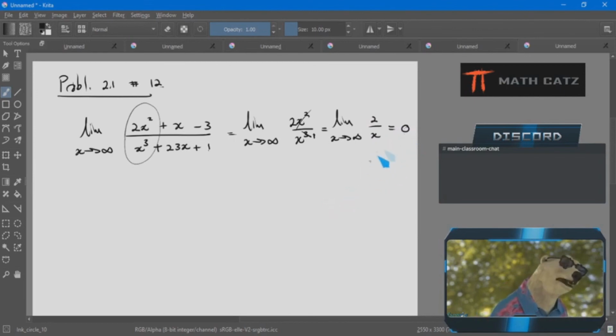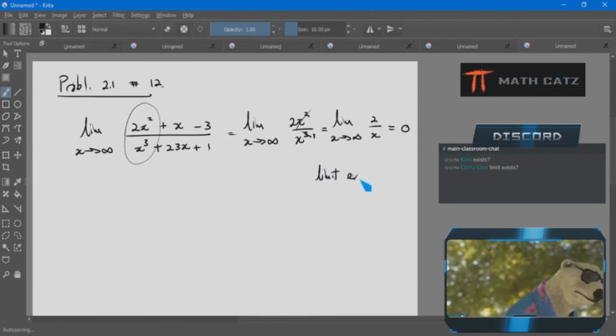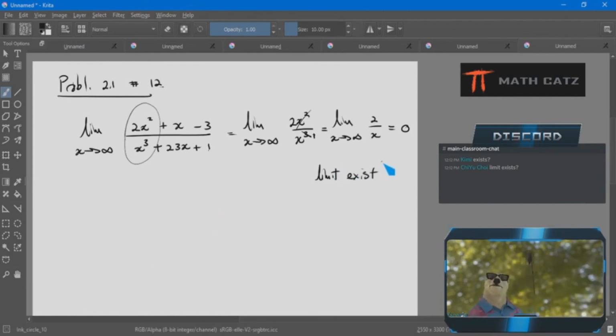If I get an answer of 0, does that mean the limit exists or not? Exists or does not exist? 0 is a number, the limit exists. Sure, 0 is perhaps a special number, but it is a number. It is finite. The limit exists. Horizontal asymptote will be 0. All those things, they're all related, right?